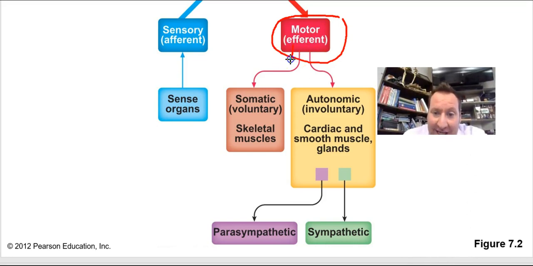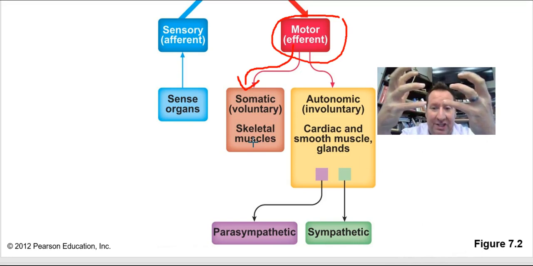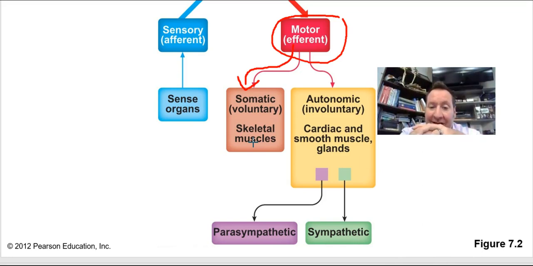If we're firing into skeletal muscle, as far as the motor division of the peripheral nervous system is concerned, that's what we call the somatic. So that's the somatic division of the motor component of our peripheral nervous system. So where am I firing? Oh, I'm firing into skeletal muscle. That's what we call somatic. And for the most part, that is completely voluntary, meaning it requires conscious thought to fire into skeletal muscle. I constantly have to think about moving my arms, moving my legs, things like that, because I'm firing into that skeletal muscle.